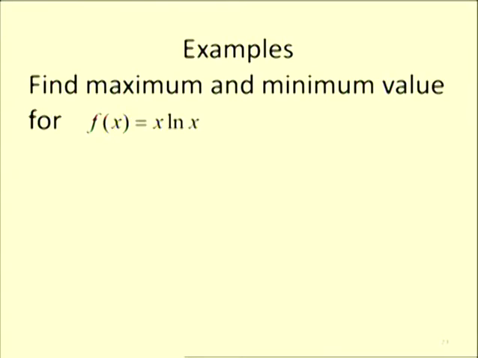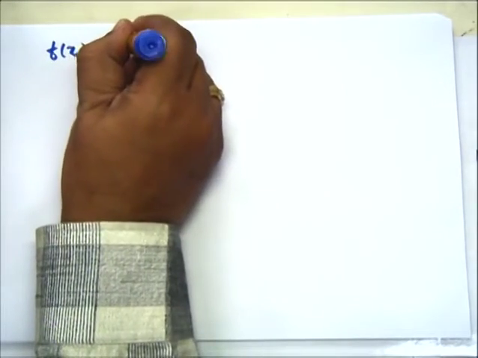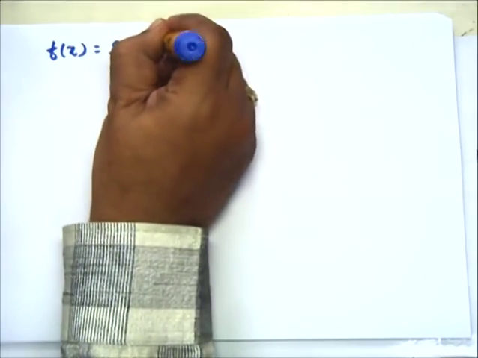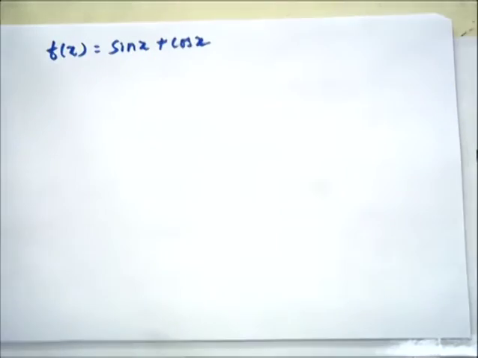This is one example where we got only a maximum value of the function. Let us have a look at one more example, that is, to find the maximum or the minimum value for sin x plus cos x.